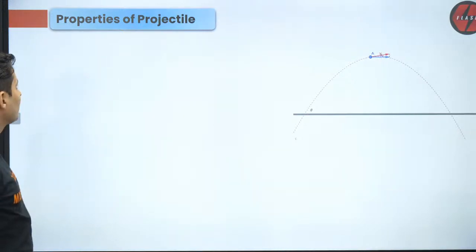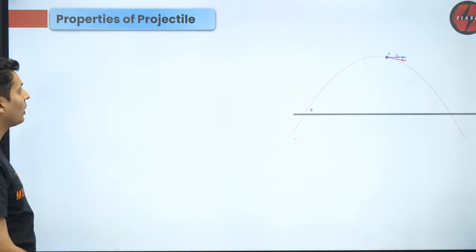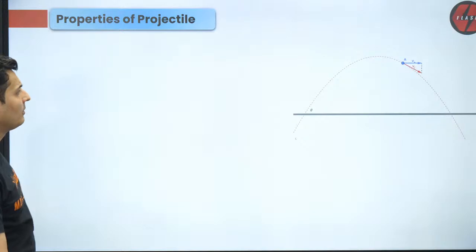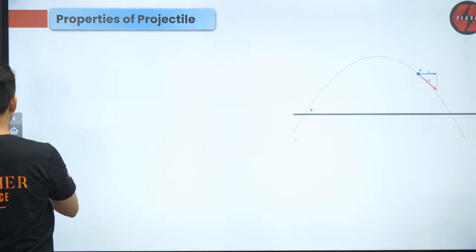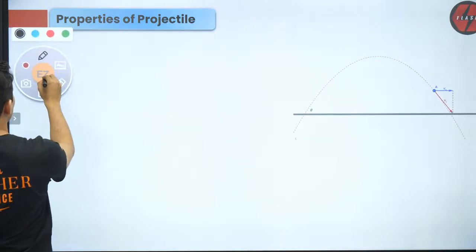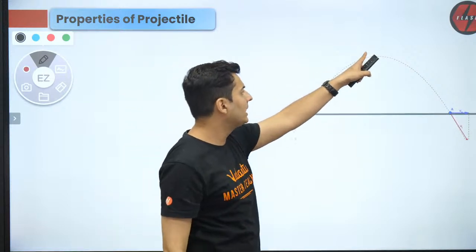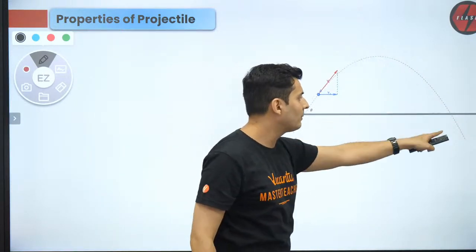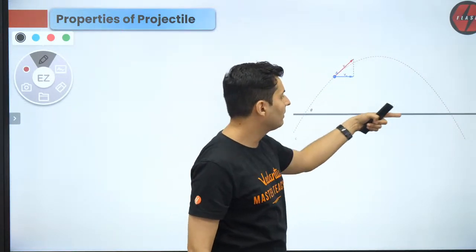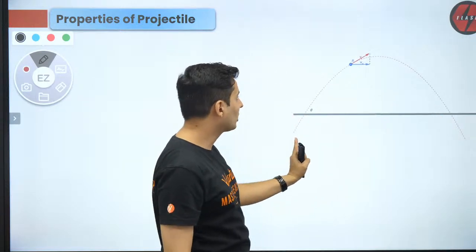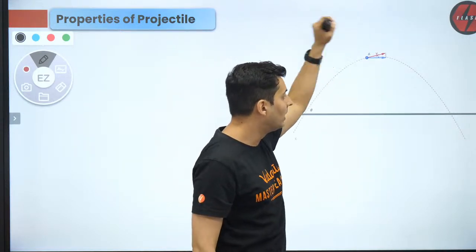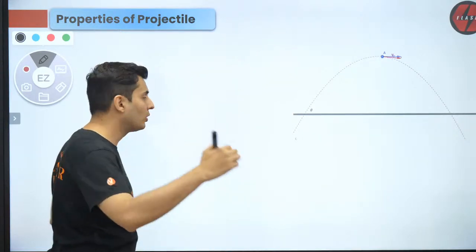Now, let's talk about some different properties of projectile motion. We have talked already about maximum height. We have talked about time of ascent being equal to time of descent. We have talked about horizontal velocity remaining constant. We have talked about the speed being minimum at the topmost point. All these things we have done. Yes, we are going to do derivations.